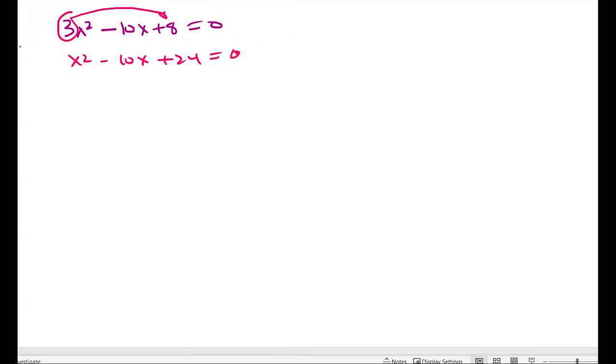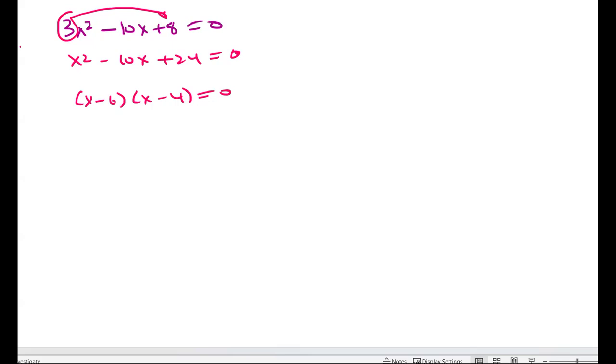Now if you have a minus positive combination, where the minus is in the middle and then we have a positive in the back, both of your factors will always be negative. So that means I would get x minus 6 and then x minus 4. So that's what I mean by the factors being negative.